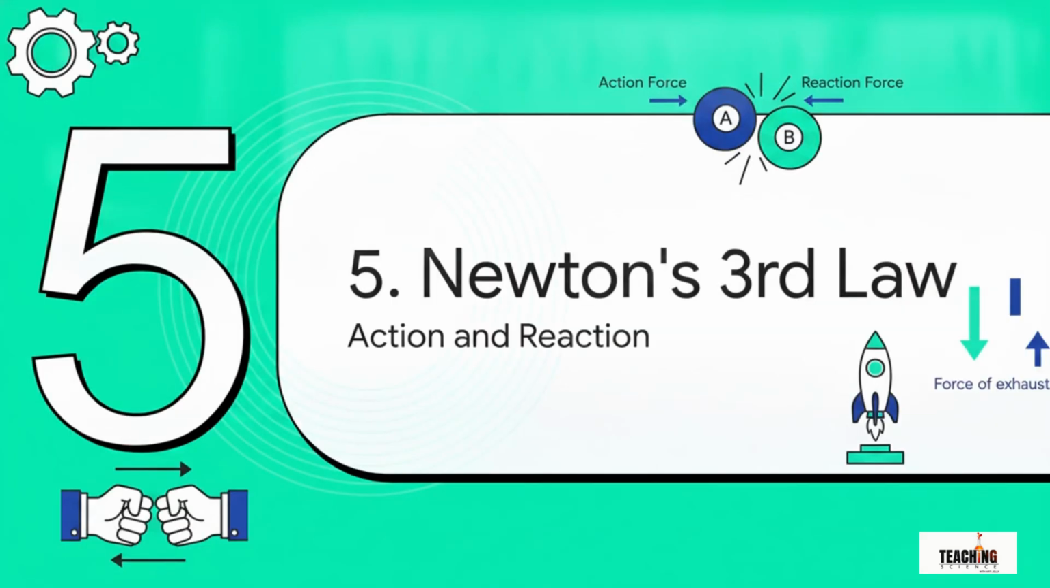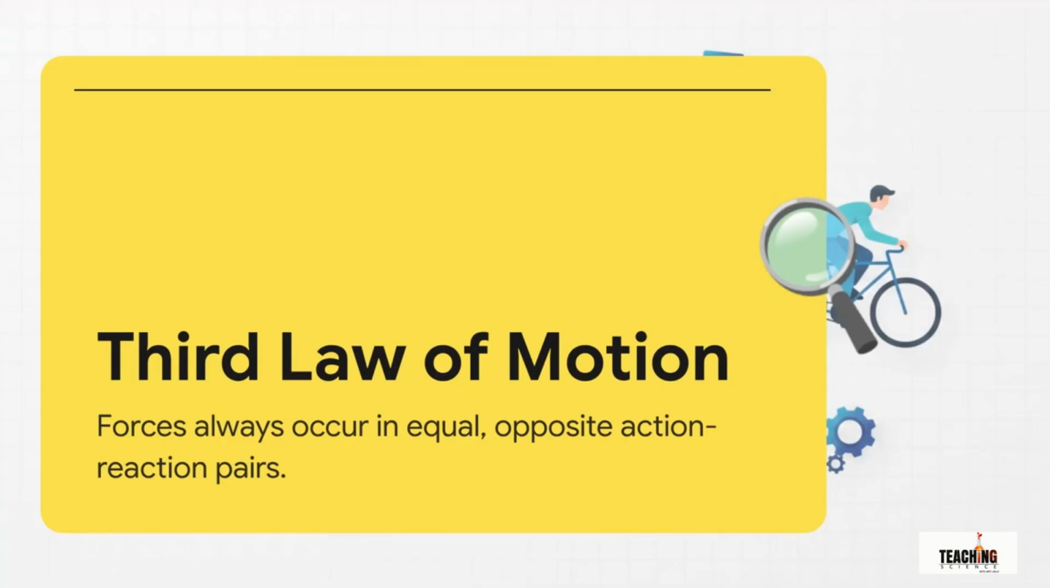Now for Section 5, Newton's third law of motion, action and reaction. We've seen how forces act on a single object, but this final law explores how forces always interact in pairs. Newton's third law of motion states, whenever one object exerts a force on a second object, the second object exerts an equal and opposite force on the first. This is a total game changer. It means forces never, ever exist alone in isolation. They always occur in these equal, opposite action-reaction pairs.